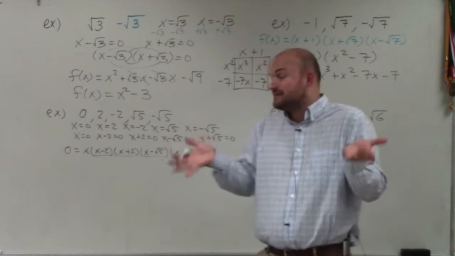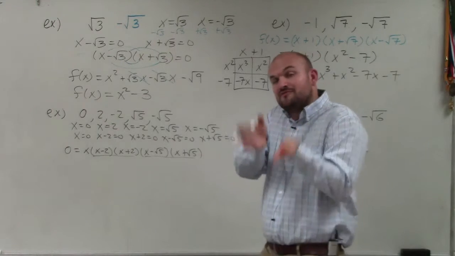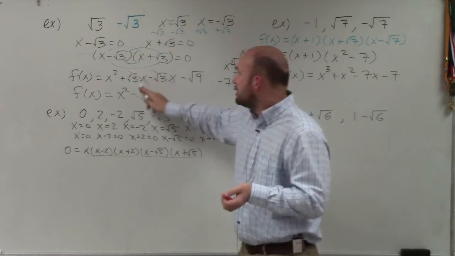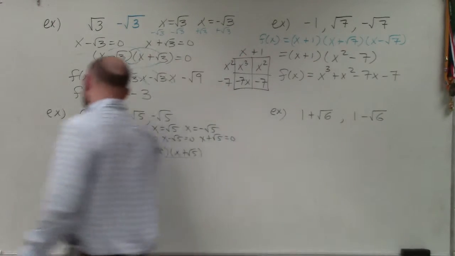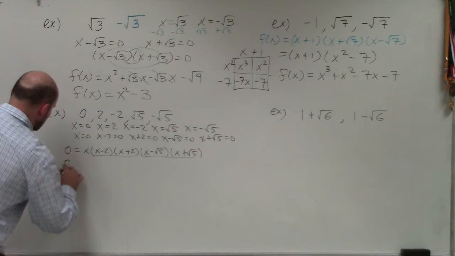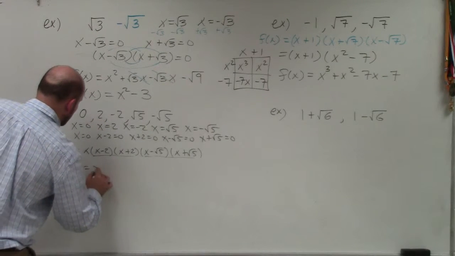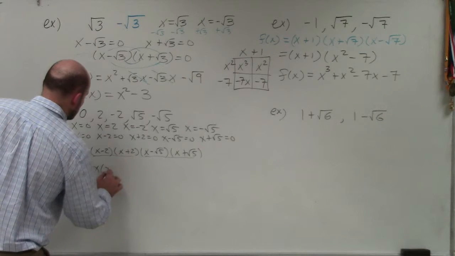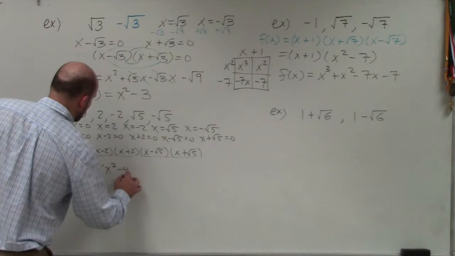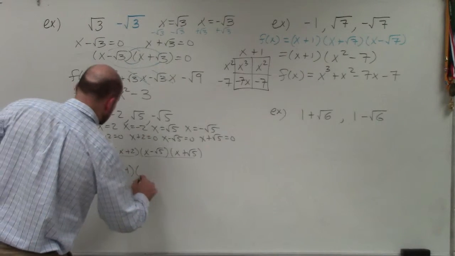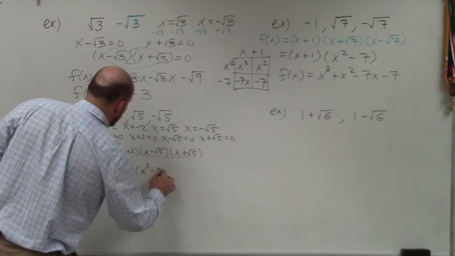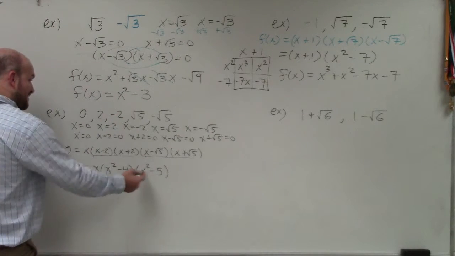And what's nice, again, about the difference of two squares is you can just multiply the first term and the last term because the middle terms are always going to add to 0. So I will replace 0 with f of x, and I'll have x times this difference of two squares, x squared minus 4. This difference of two squares is going to be x squared minus 5.